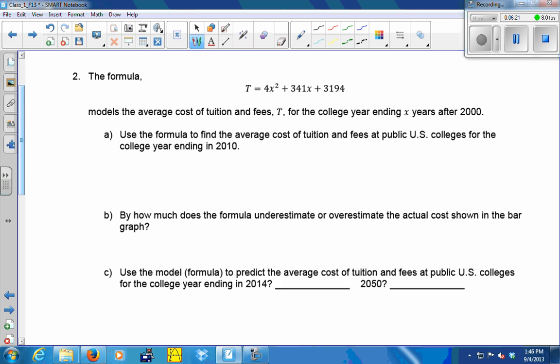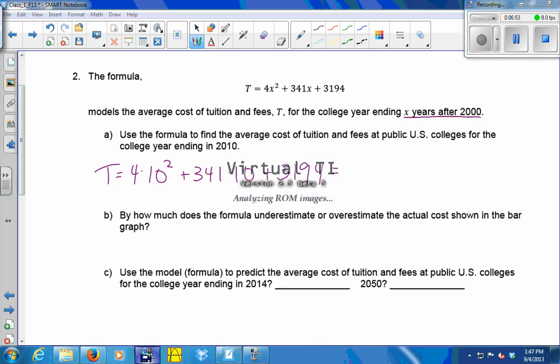Is that an X or a T? X, because X is representing years, right? Now what number should I plug in for X? 10, because we're measuring in years after 2000. So 2010 is 10 years after 2000. So I'm going to plug a 10 in here. T equals 4 times 10 squared plus 341 times 10 plus 3194. So that's, pull up a calculator.